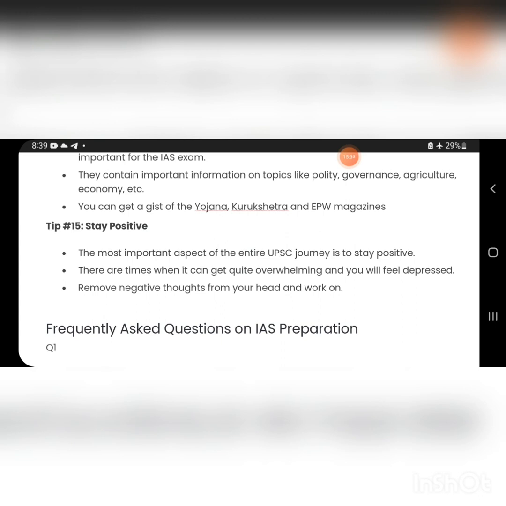So, guys, with these 15 points, I wish all of you the best of luck. Start your preparations for the UPSC CSE examinations.